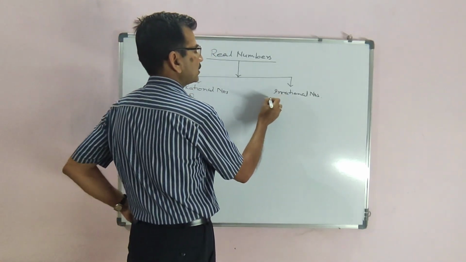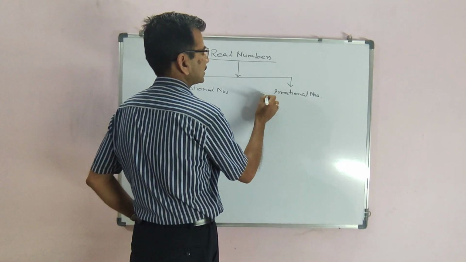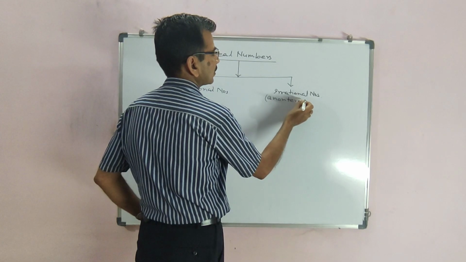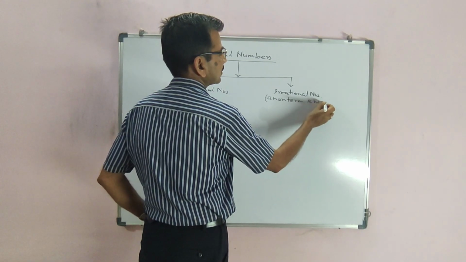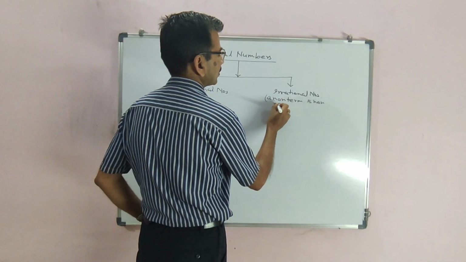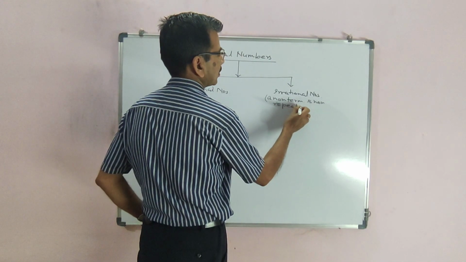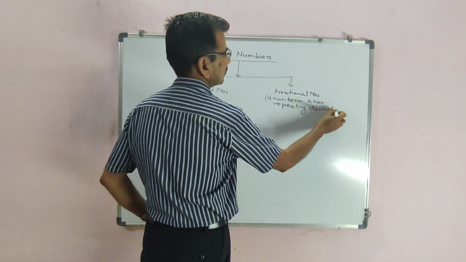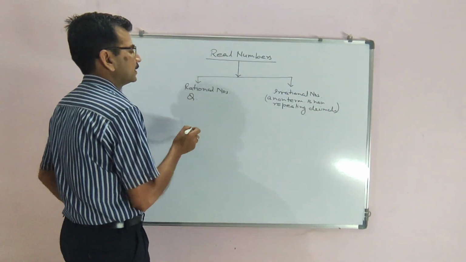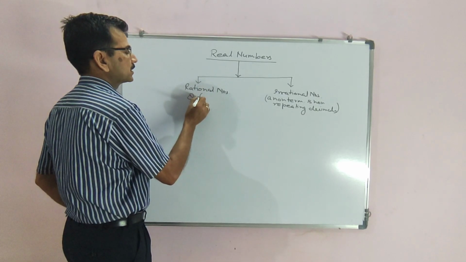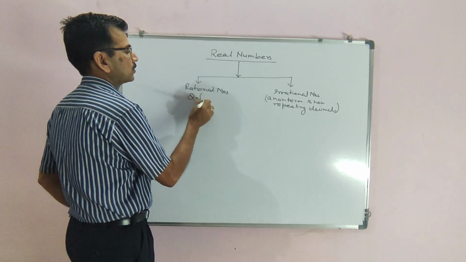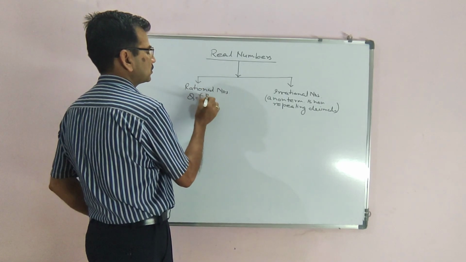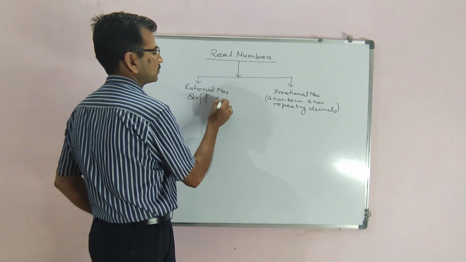It is non-terminating and non-repeating decimals. Rational numbers, we know, are in the form p upon q, where q is not equal to 0.